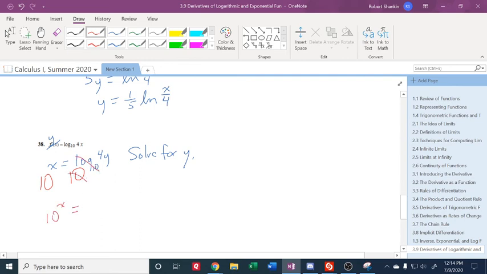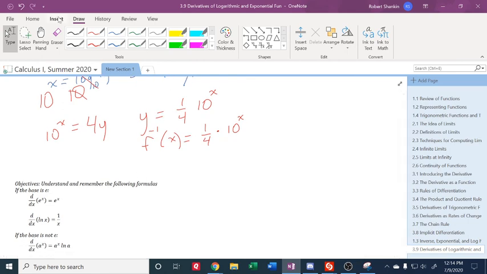This and this, the inverse, they kill each other out. I get this. So y is equal to 1/4 times 10 to the x. There, my last step, probably a good idea to do this, replace y with f inverse of x. And then I have that. Any questions on 38?